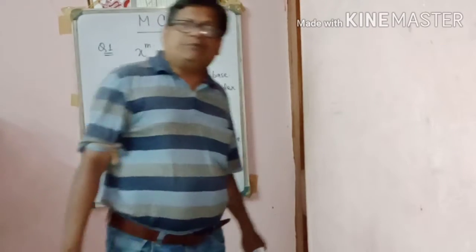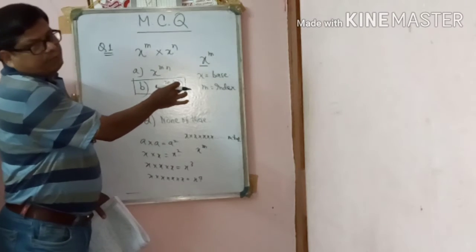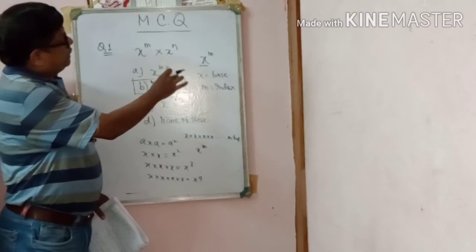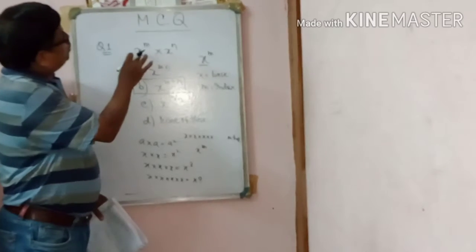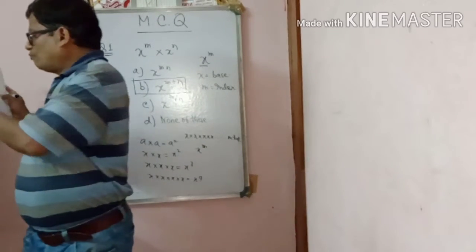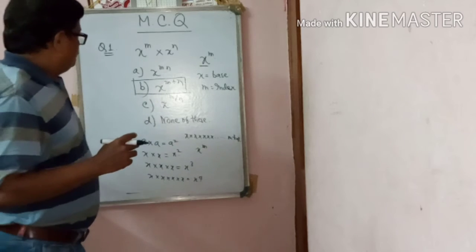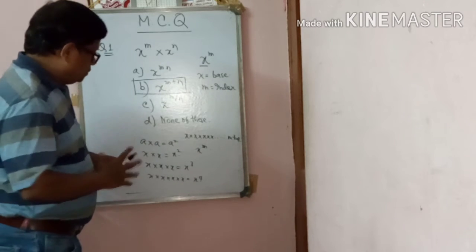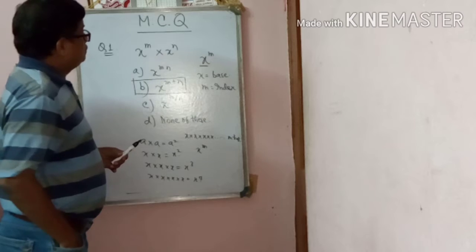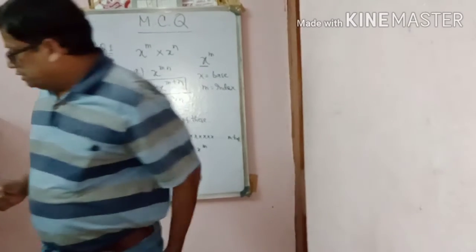So x to the power m plus n means here x to the power m plus n means here if we multiply So x to the power n, 1 minute, wait. Waited 1 minute.